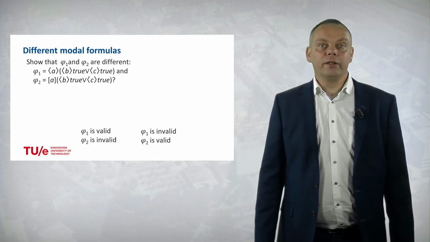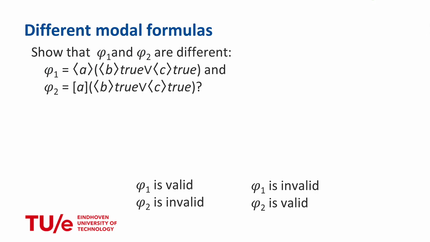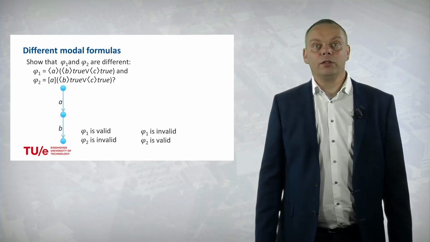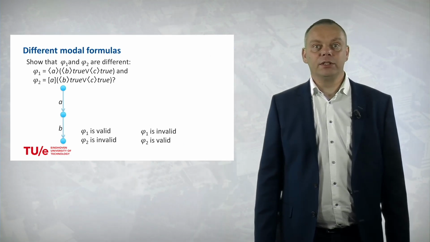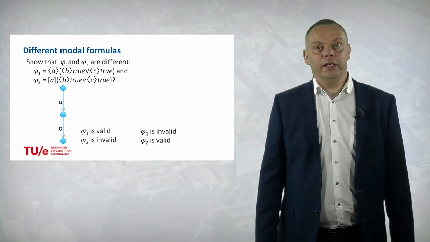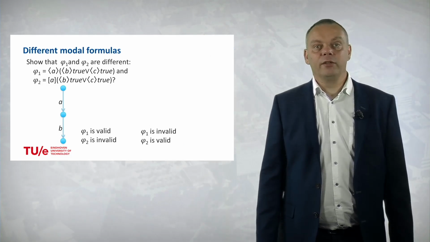So let's first look at the left and try to construct it. What we need is a transition system for which phi 1 is valid, and phi 1 says that we can do an A transition, like this, after which either B or C must be possible. So let's do a B. So now phi 1 is valid. Unfortunately, phi 2 is also valid because after every A transition we can do either a B or a C. So in particular we can do this B.